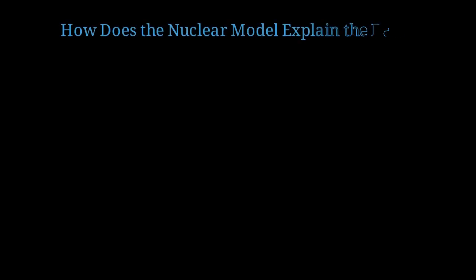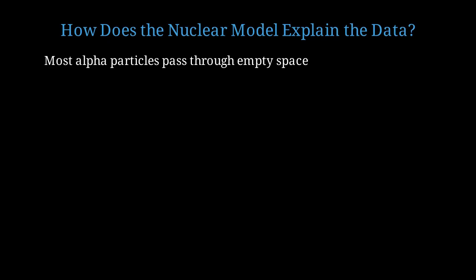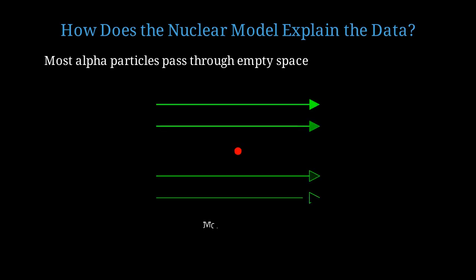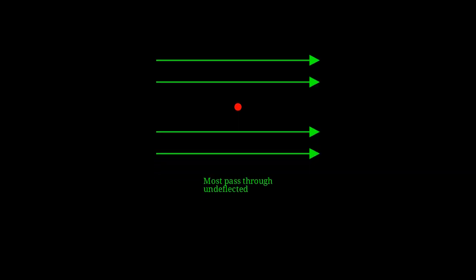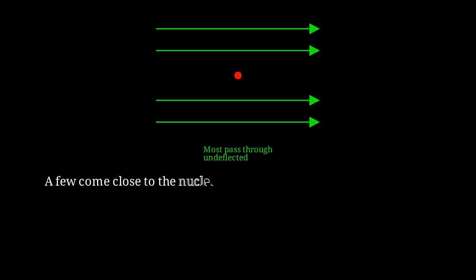Now let's see how brilliantly the nuclear model explains all the observations. Most alpha particles miss the tiny nucleus completely. They pass through the mostly empty space of the atom, experiencing little or no deflection. This explains why most particles go straight through. The atom is mostly empty space. But occasionally, an alpha particle comes close to the nucleus. Now all the positive charge is concentrated in one tiny spot.